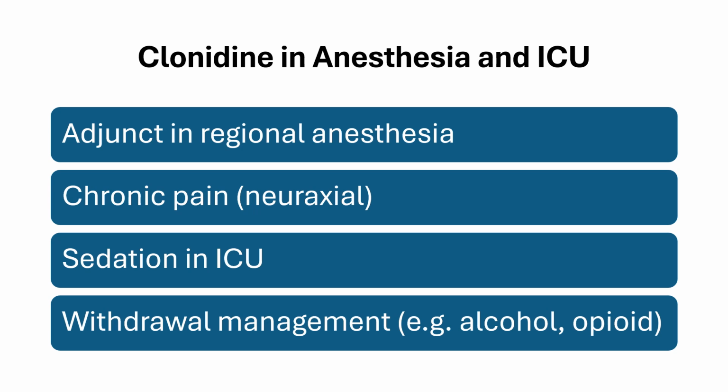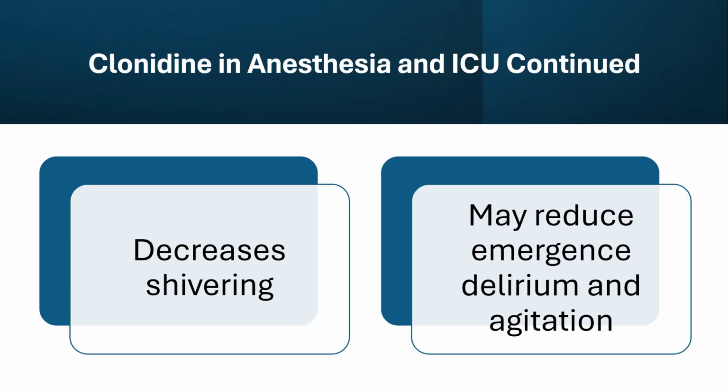Clonidine in anesthesia and ICU practices is typically used as an adjunct to regional anesthesia, both in regional peripheral nerve blocks as well as in neuraxial procedures. It is also quite often used in patients who have refractory pain, such as chronic cancer pain. Outside of the United States, it is typically used as a sedative in the ICU and also can be used in withdrawal management, such as alcohol and opiate withdrawal. Clonidine is also associated with decreased shivering and reduced emergence delirium and agitation.